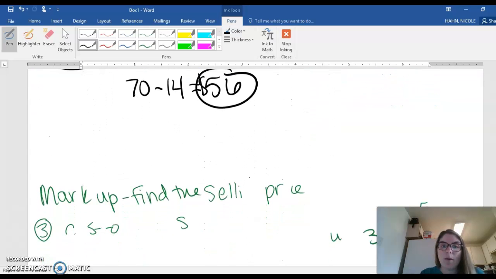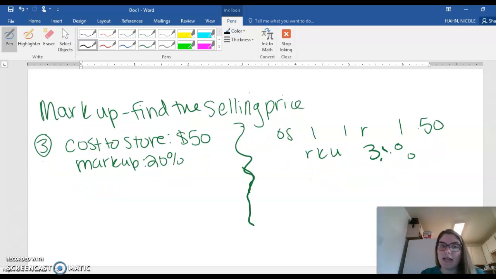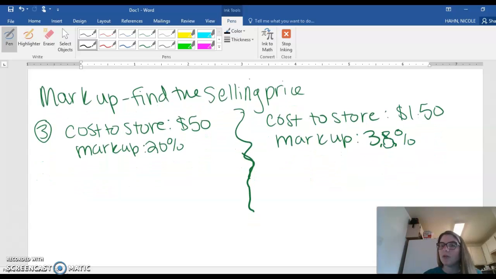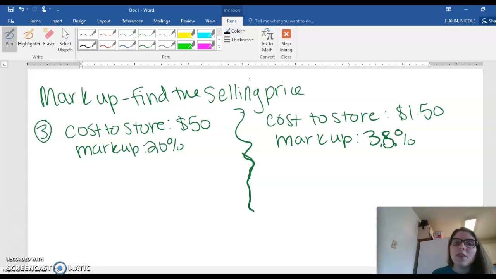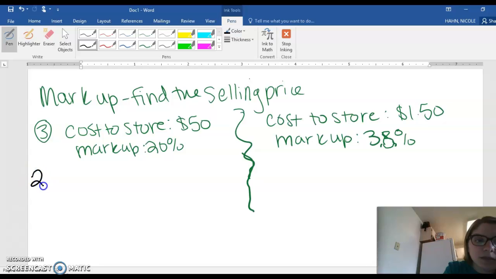Okay, so a markup is when you're finding the selling price, and a lot of times, like if you own a store, or you have a family member that owns a store, they're doing a lot of this. So the cost to the store was $50, and they want to mark it up 20%. So I need to figure out what is 20% of 50.